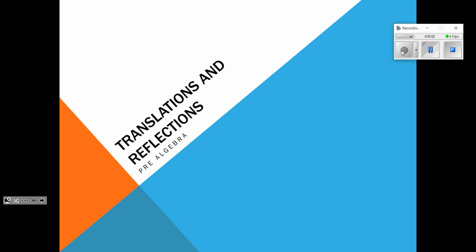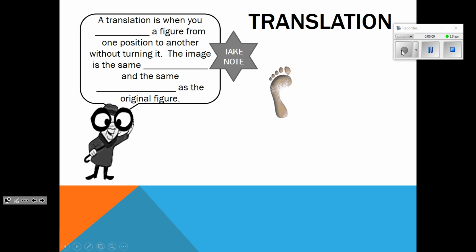In this lesson, we're going to be looking at a little geometry. It's translations and reflections. So what is a translation? If you're looking at your notes, we can fill in the blanks here. A translation is when you slide a figure from one position to another without turning it. The image is the same size and the same shape as the original figure. So back in elementary school, you may have called this a slide.